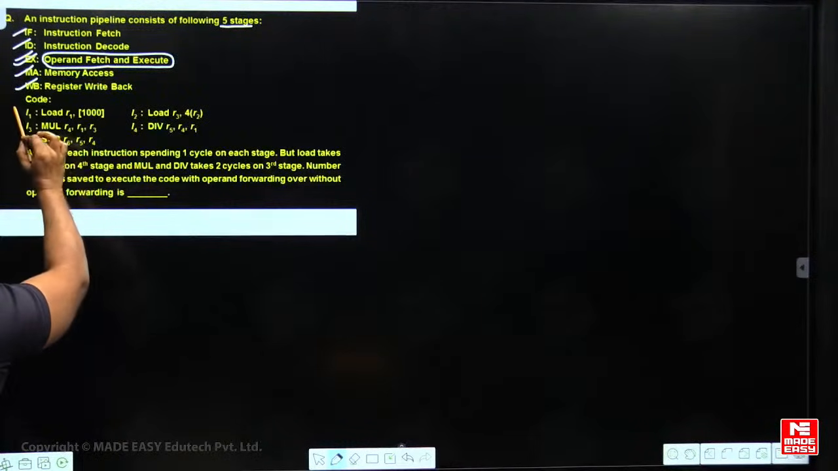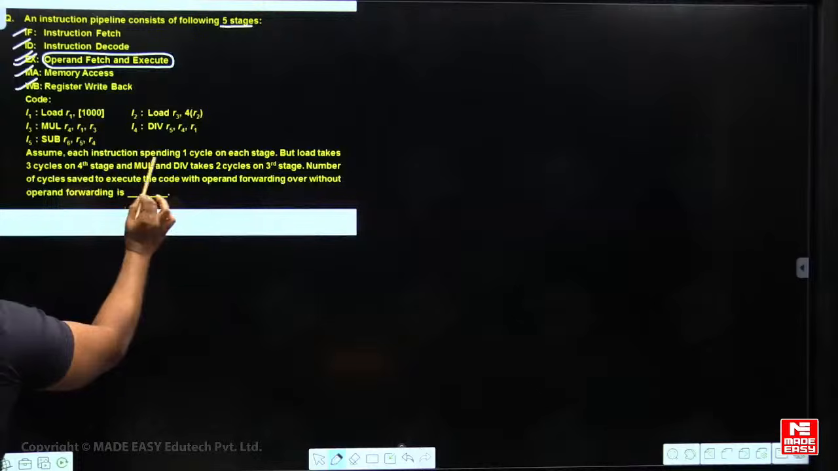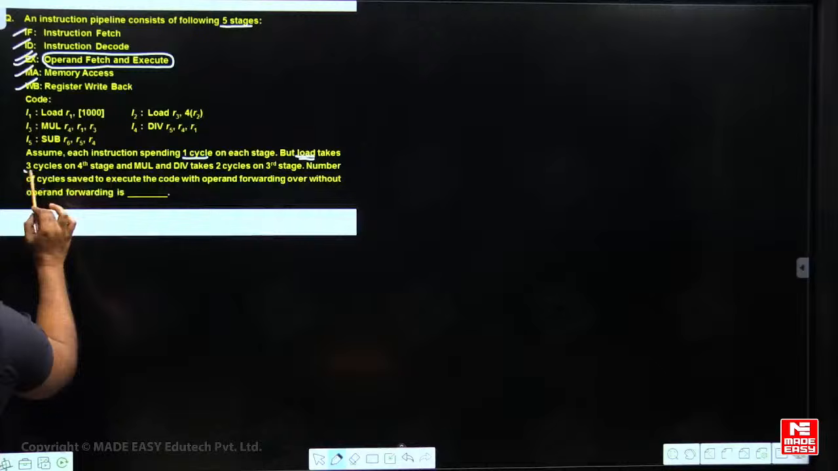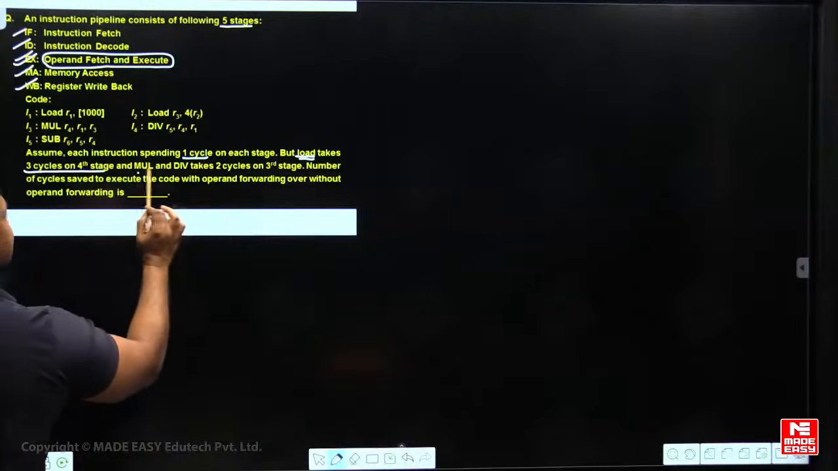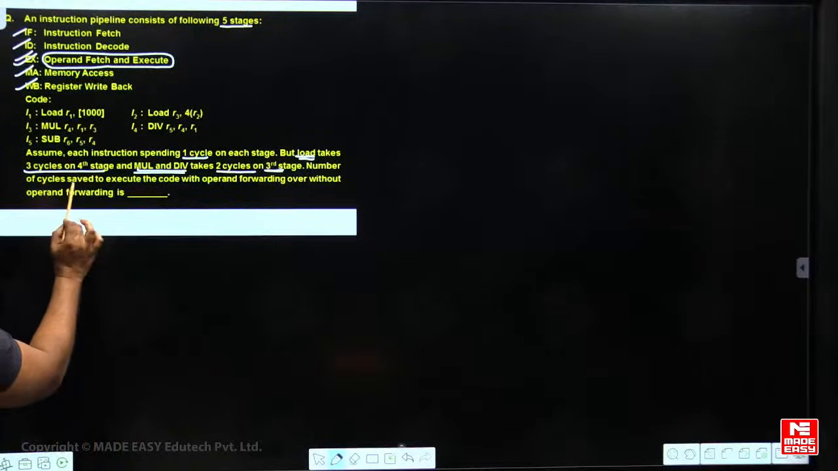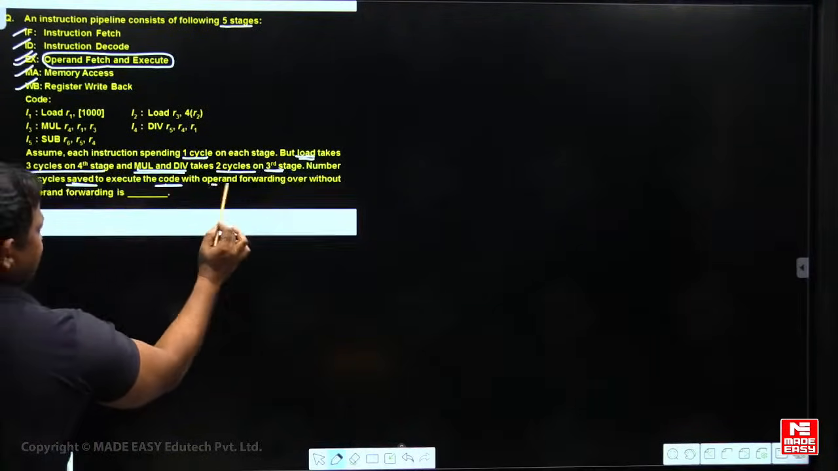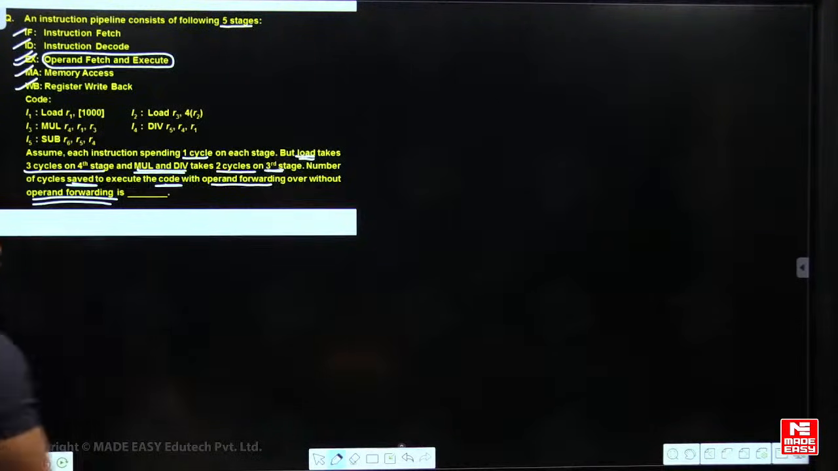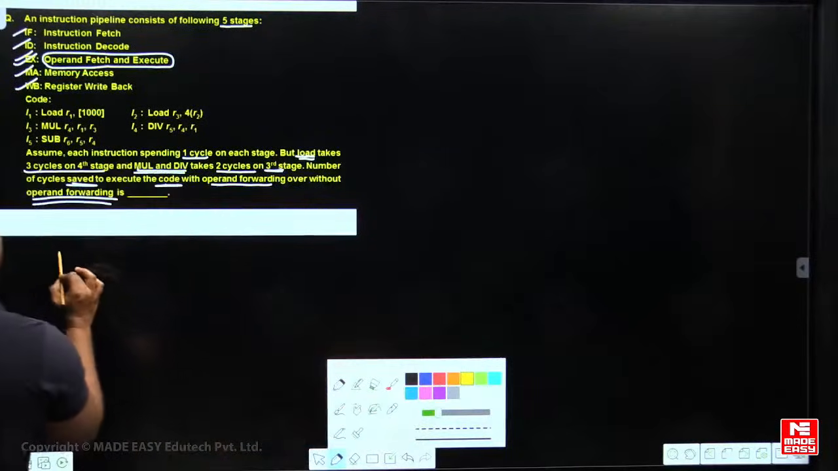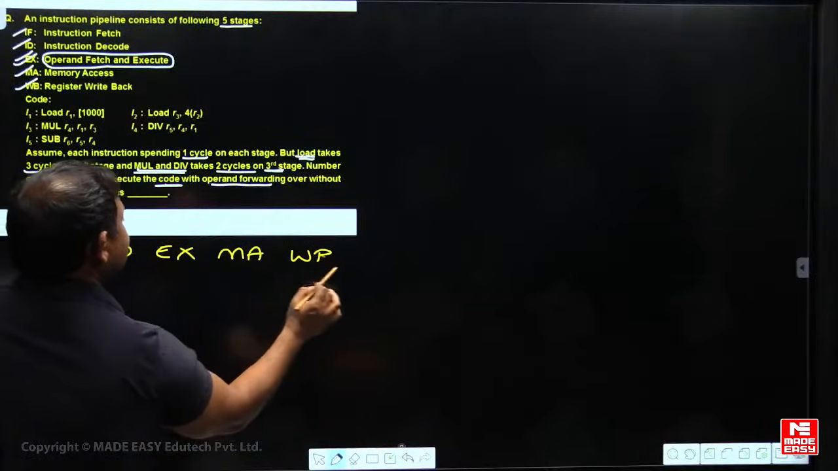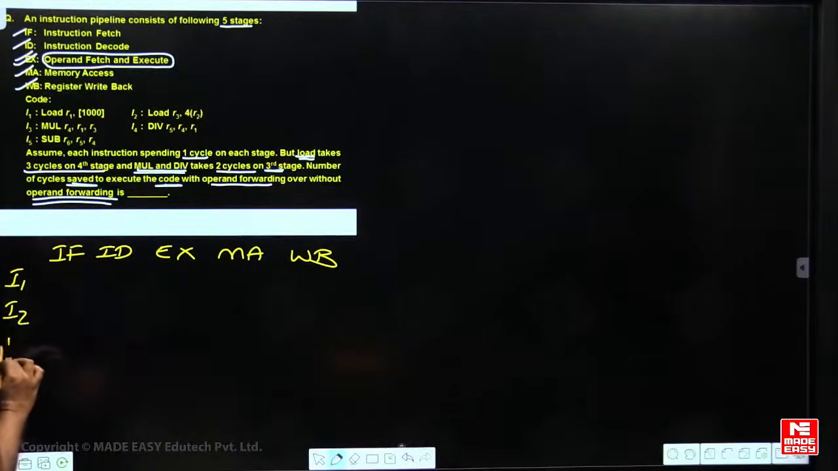These are the 5 instructions, I1 to I5. Each instruction spends one cycle on each stage, but load takes 3 cycles on the fourth stage. Mul and div, multiplication and division, take 2 cycles on the third stage. The question: number of cycles to execute the code with operand forwarding over without operand forwarding. Okay, so IF ID X MA W. So I1, I2, I5, 5 instructions.